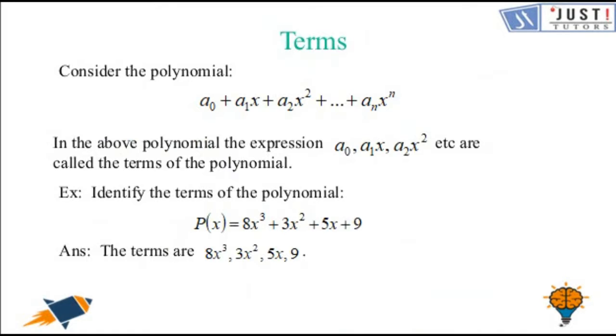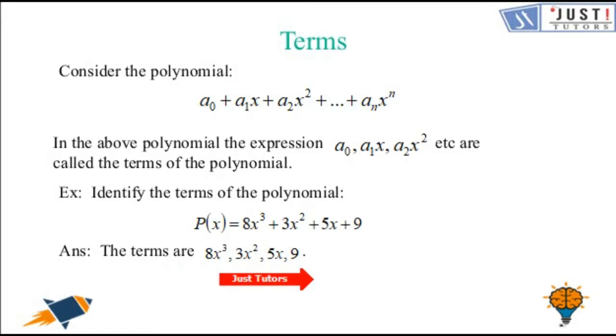Let's move forward and now let's talk about terms. The terms of a polynomial are connected by the operator. If you look at this example, we have these terms which are connected by the operator, which is add, and that goes on up to a_n x^n. So let's discuss the given example. It says p(x) is 8x cubed plus 3x squared plus 5x plus 9. The terms of the given polynomial are 8x cubed, 3x squared, 5x and 9.